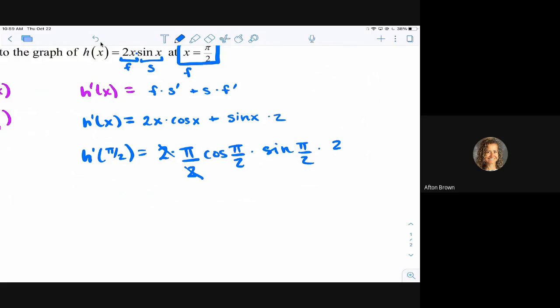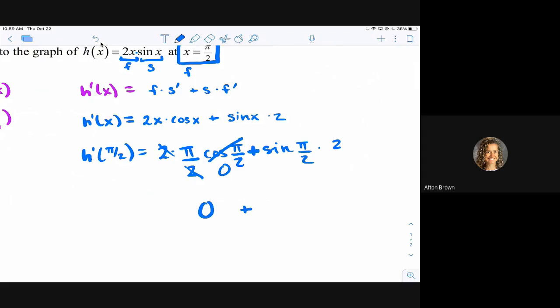Cosine at pi halves. What is cosine at pi halves? You can think of the graph or the unit circle. 0. Everybody all right with that? Yeah, Hallie. Oh, a plus. Yes, thank you for stopping me. You guys see that? I stuck a plus in between. So cosine at pi halves is 0. 0 times pi is 0. So that first product is 0.